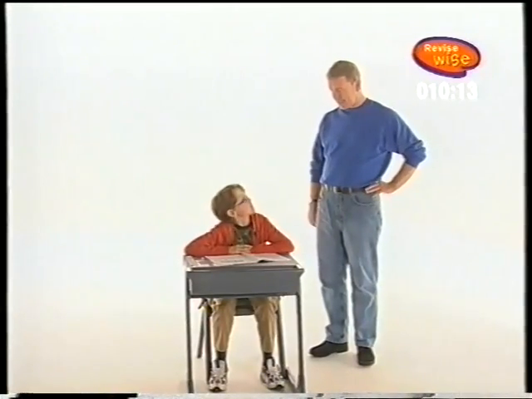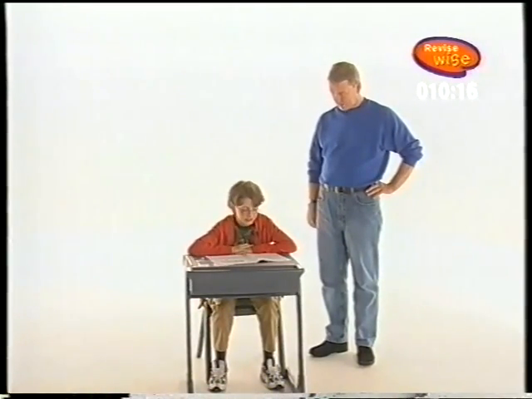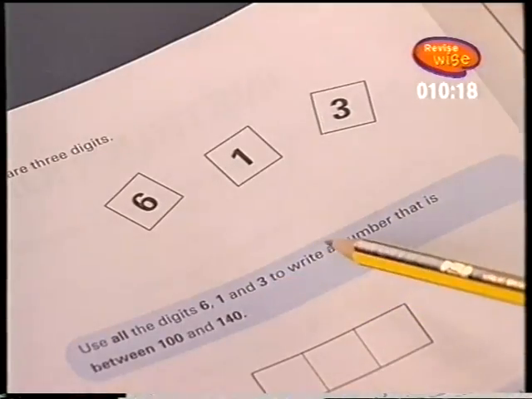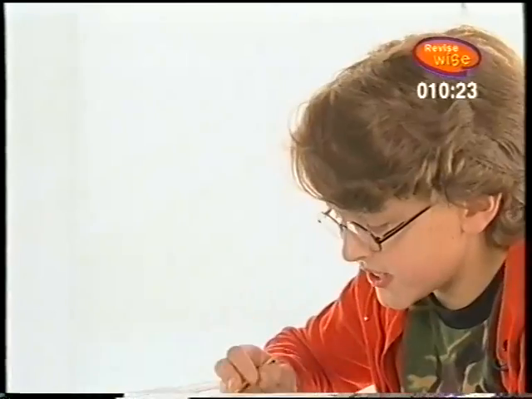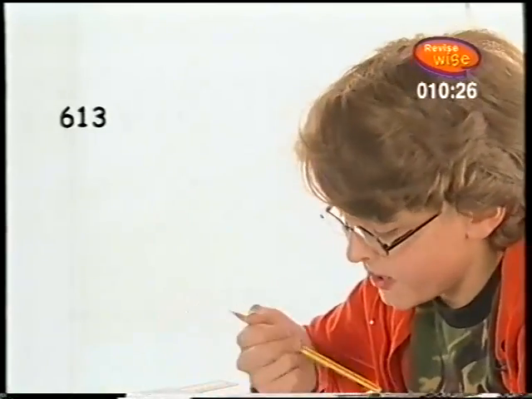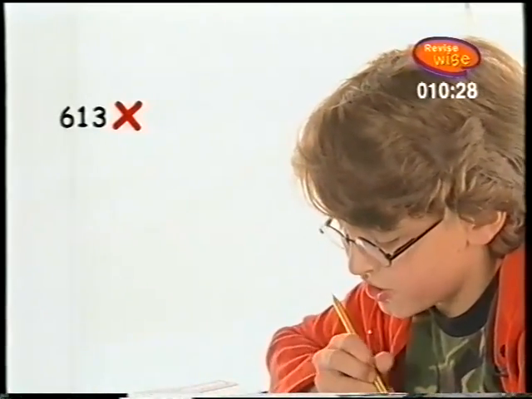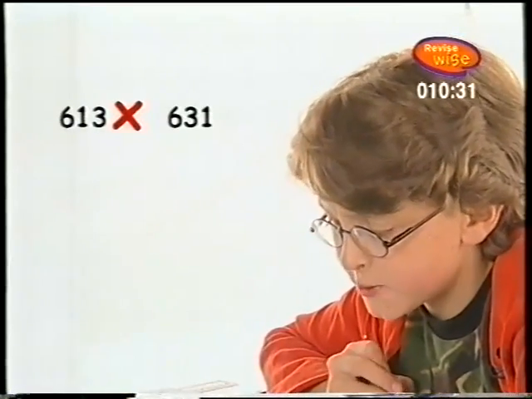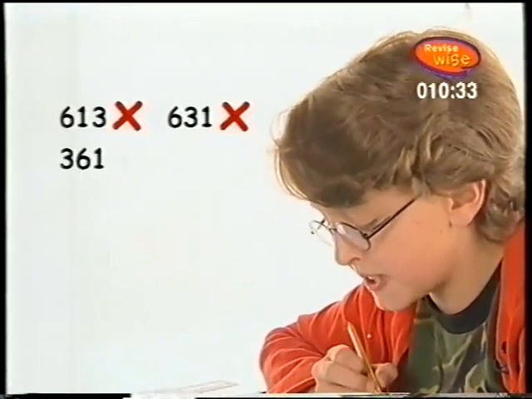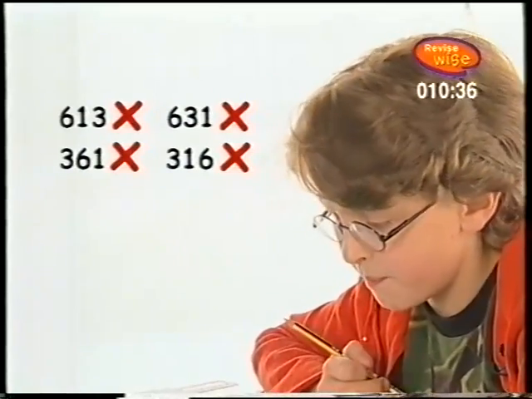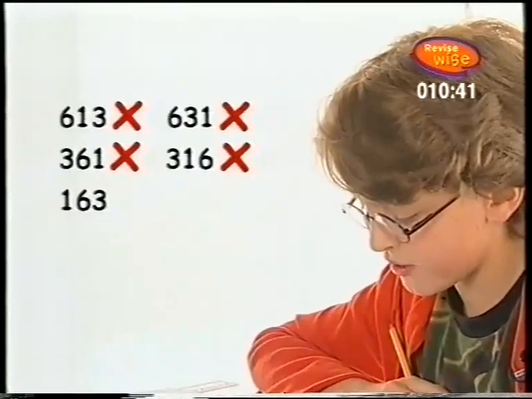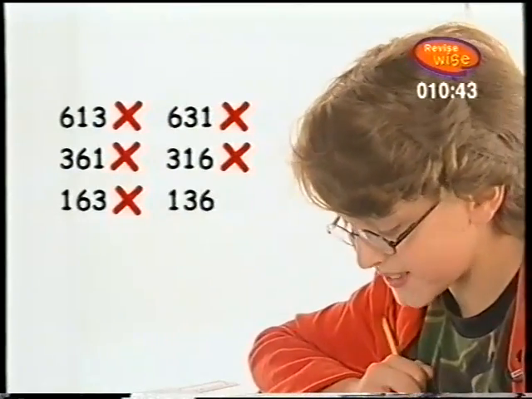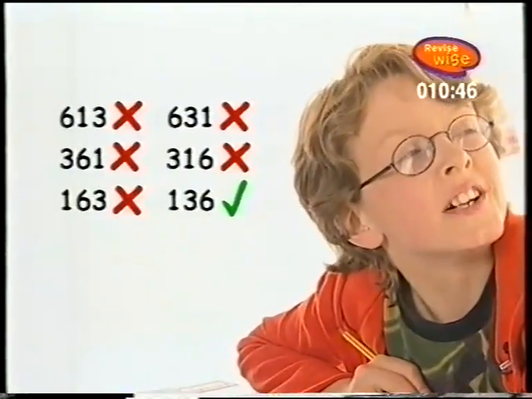So let's go back to your test question. Use all the digits 6, 1 and 3 to make a number between 100 and 140. With those digits, I can make 613, but that's too big to be between 100 and 140, so is 631. I can make 361 and 316, but they're too big as well. So that leaves 163, that's too big, and 136, which is between 100 and 140. Well done. So put it in the box.